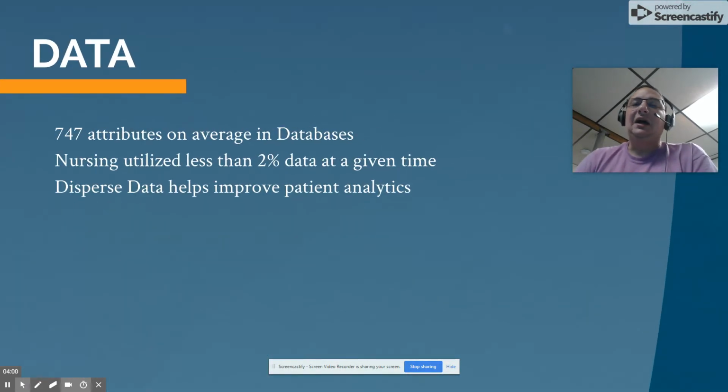So in this study, on average, there are 747 attributes in the databases. So these are all the different data points that a patient can experience. But as nursing as a whole, we utilize less than about 2% of that data at a given time per patient. So the dispersed data, I'm sorry, helps to improve patient analytics because it is much more focused rather than trying to say how the patient meets 747 attributes. It might be one or two.